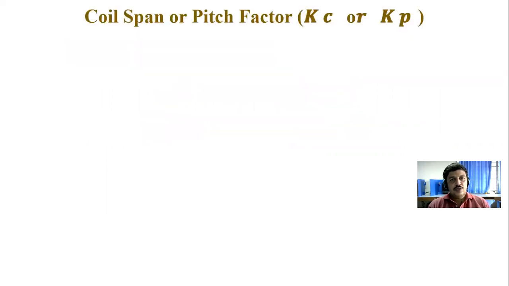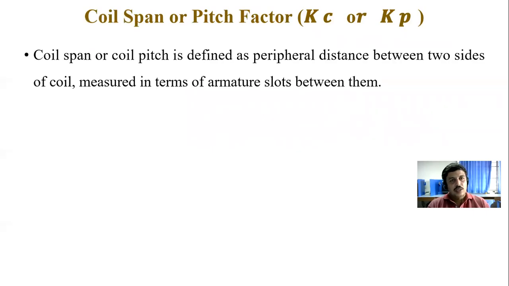Before moving towards the coil span factor, first of all, we must know what is meant by coil pitch, a full pitch coil and a chorded pitch coil. A coil span or coil pitch is defined as the peripheral distance between two sides of a coil, measured in terms of armature slots between them.